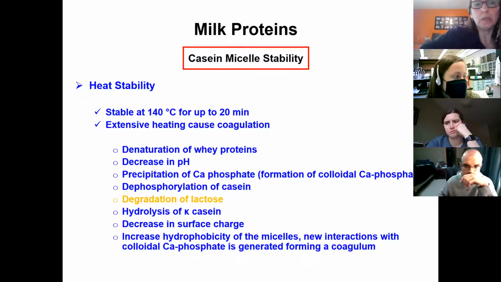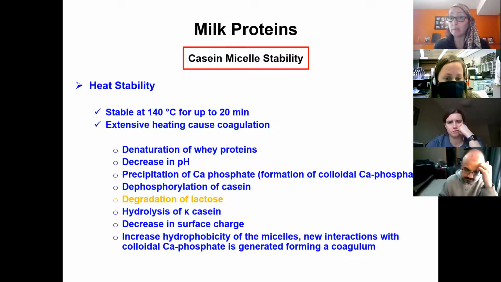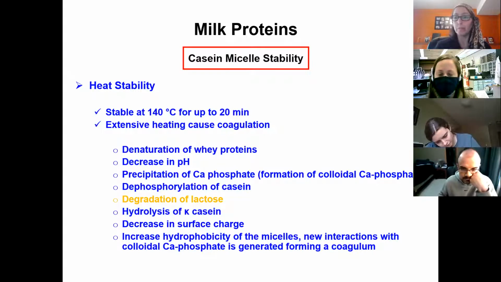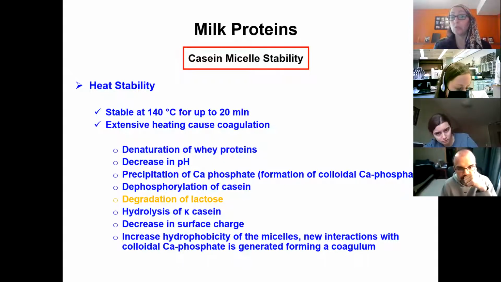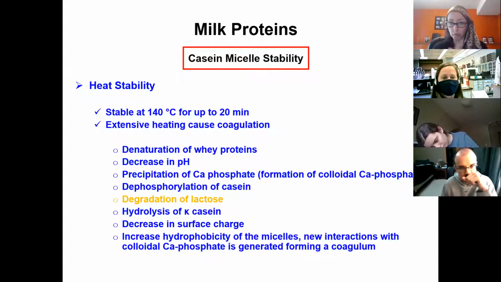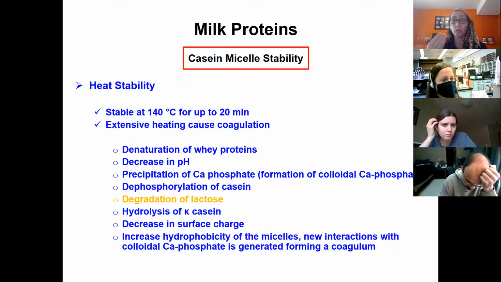So the interesting part about casein, they're very heat stable, but once you go above a certain temperature, you start getting coagulation. So a lot of different things happen that lead to coagulation. These are the different factors, but I have an illustration after this slide to show you how these factors play a role. So when you heat, of course, you have a denatured whey protein. The denatured whey protein is going to interact with kappa casein and form larger polymers.